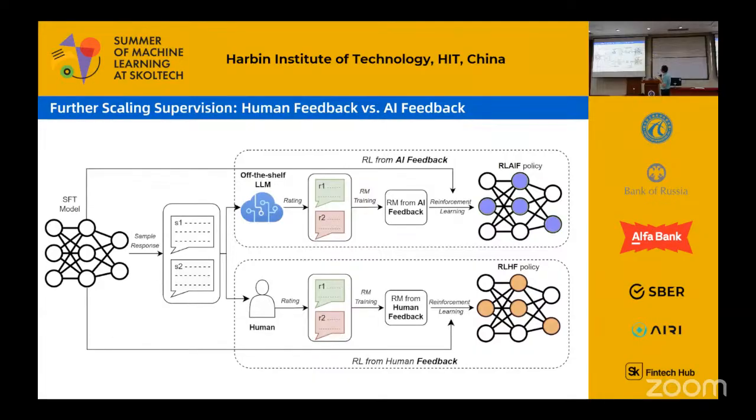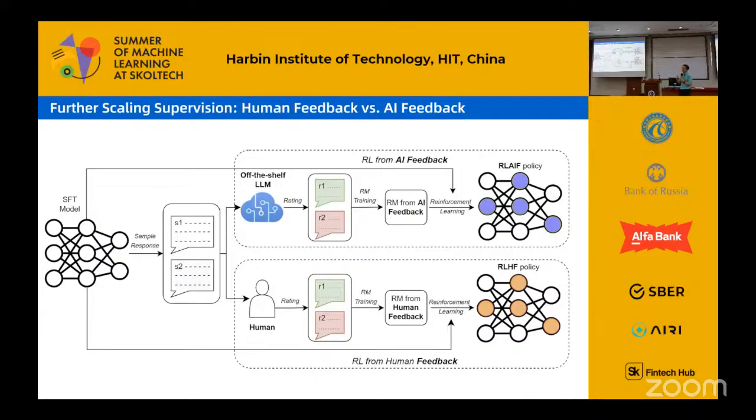Given an input, the model generates multiple outputs, and we ask a human to rate which one is better. Given a reference, we train a reward model from human feedback, and then use this reward model to train the policy network, to train the language model. But here, instead of using humans for rating or ranking, we use another LLM.